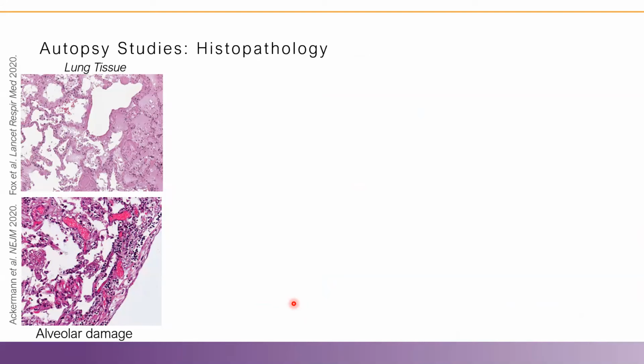Switching into histology results from these autopsy findings, first looking at the lung tissue to confirm those CT findings, which I showed in my first few slides. Those ground glass opacities are essentially indicative of diffuse alveolar damage across the lungs.